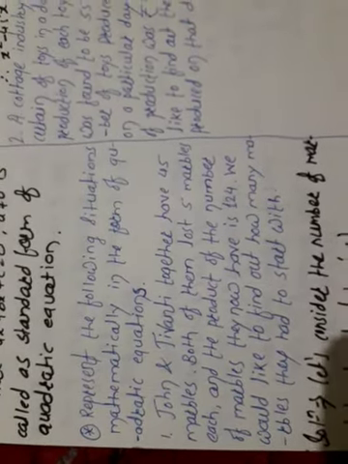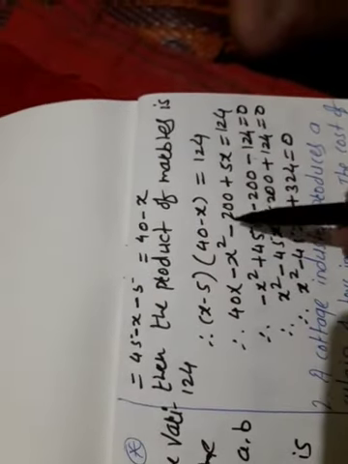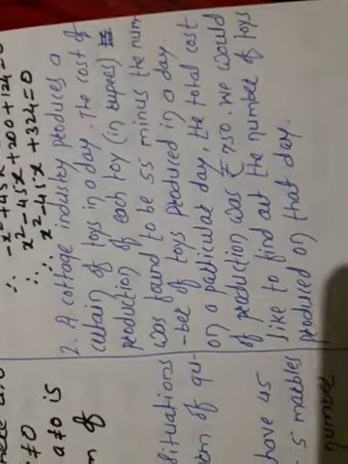What is the quadratic equation? I will show you once again. Look here: x square minus 45x plus 324 is equal to 0. Got the idea? Understood up to this step? Okay, once again, I have one more example written here. That example also I will show you for your better understanding.